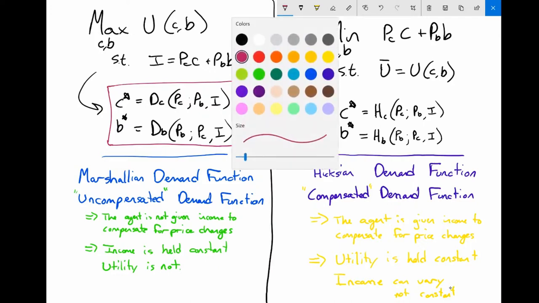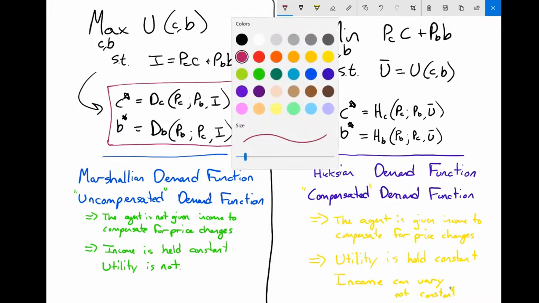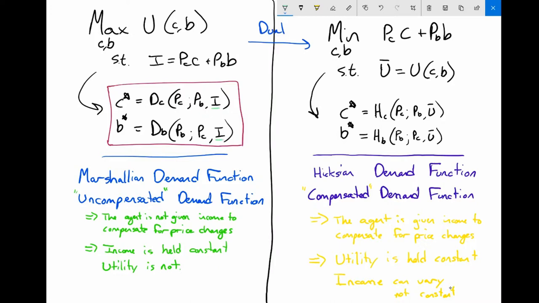Oh, actually, I made a mistake. That'll help me to illustrate this. Sorry for those following along. This is an important distinction. The uncompensated demand functions take income as a parameter. That means it's fixed. Income is fixed. The compensated demand function takes utility as fixed. So implicitly in the uncompensated demand functions, utility is allowed to change. Implicitly in the compensated demand functions, utility doesn't change, but income can change.